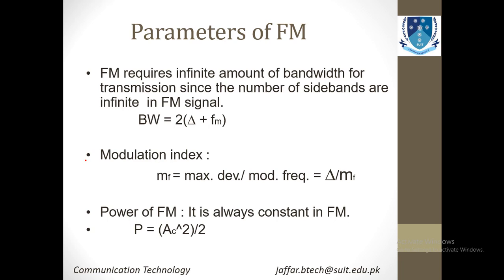Modulation index is the term, you know, that is the maximum deviation divided by the modulating frequency, delta divided by fm. This is the modulation index, and the power of FM is always constant. It is always constant, that is the square of the amplitude divided by 2. Ac squared, the amplitude of the carrier signal squared, divided by 2. So this is always the fixed power of this FM.